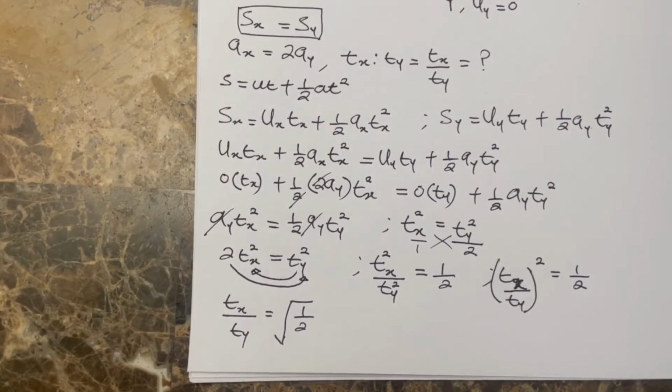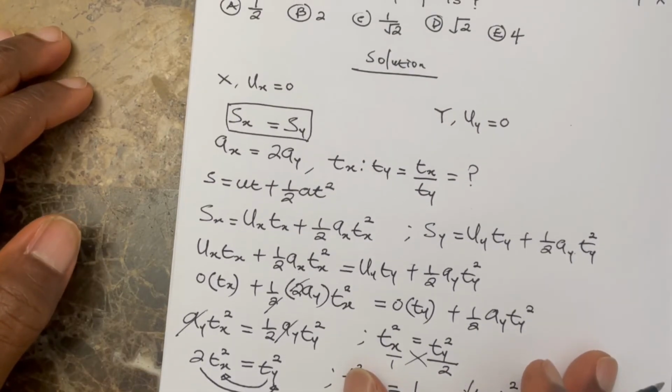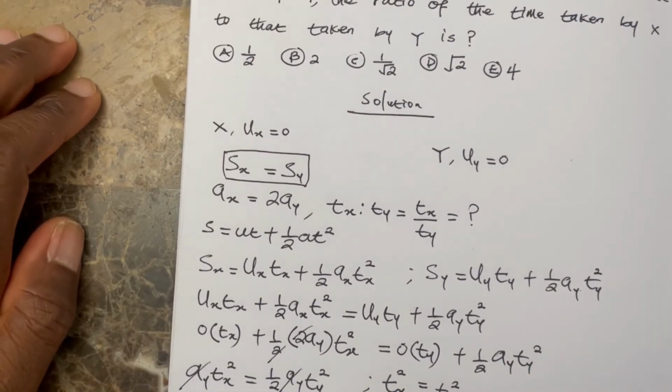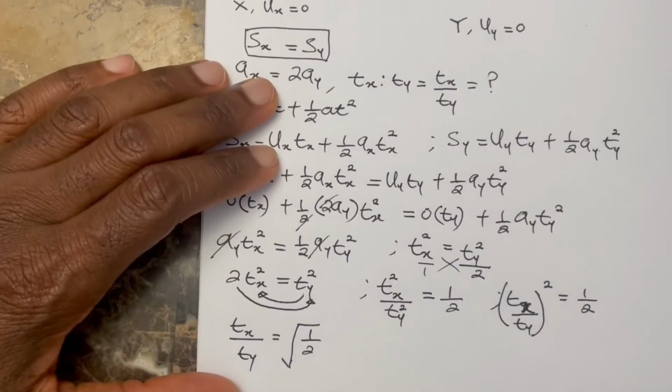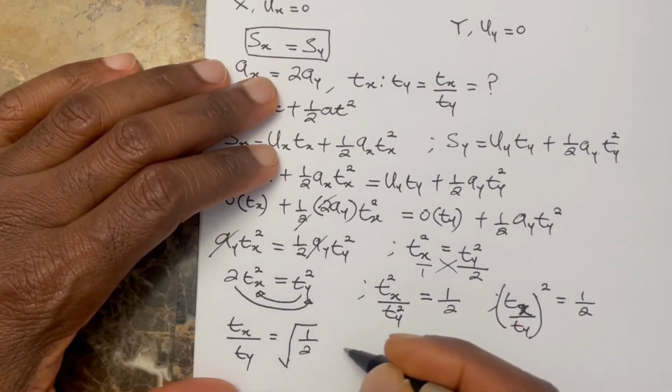Now let's try and look at the options to see if we have this, because this is tx over ty, right? If you look at the options, you realize that we don't have anything that looks like that. Yeah, there is nothing like that in the options. So you still have some work to do, right? So we can move on by separating.